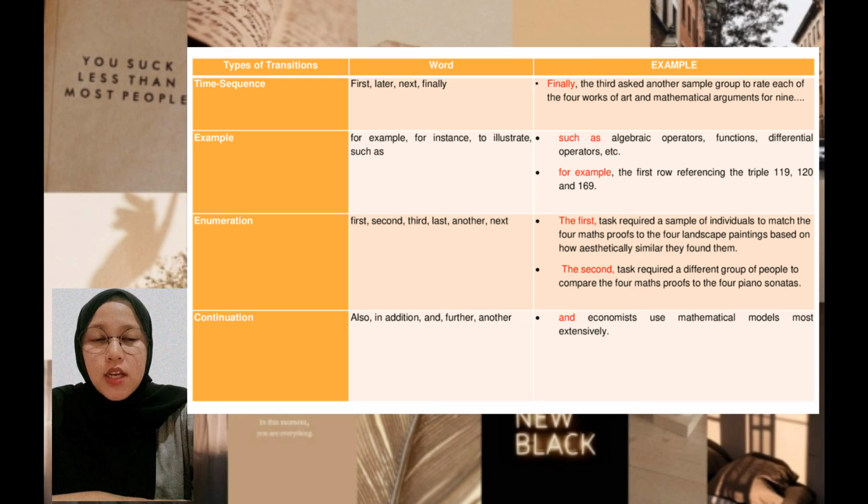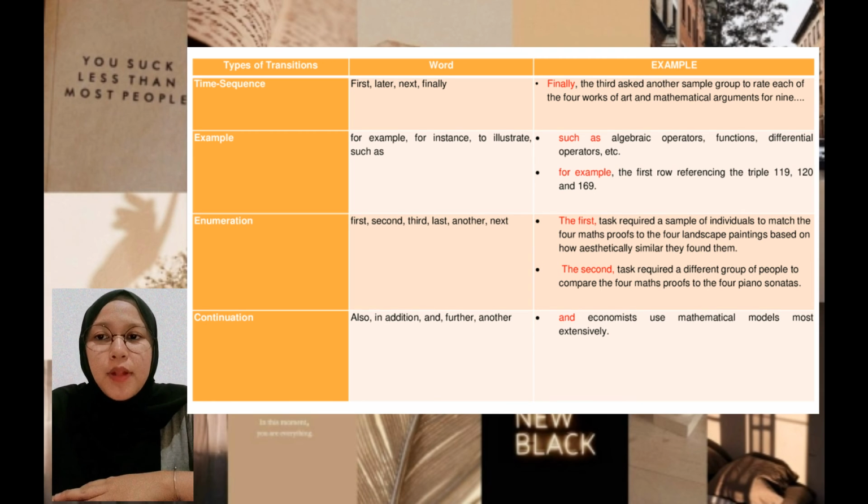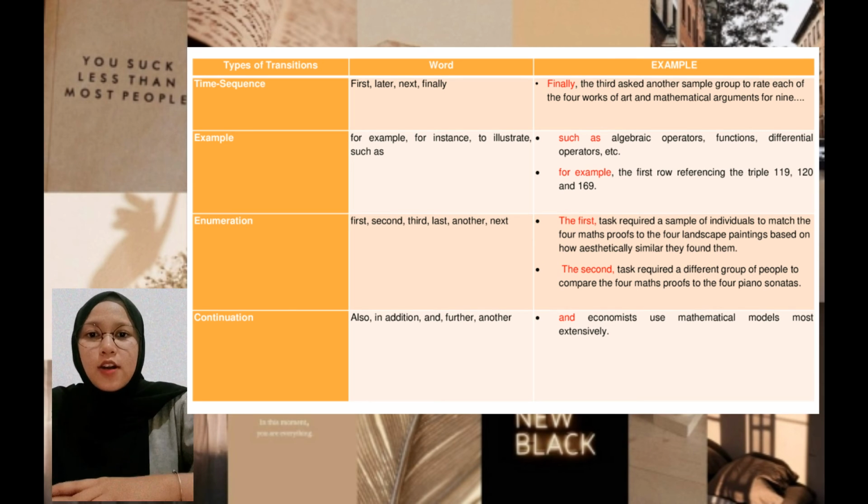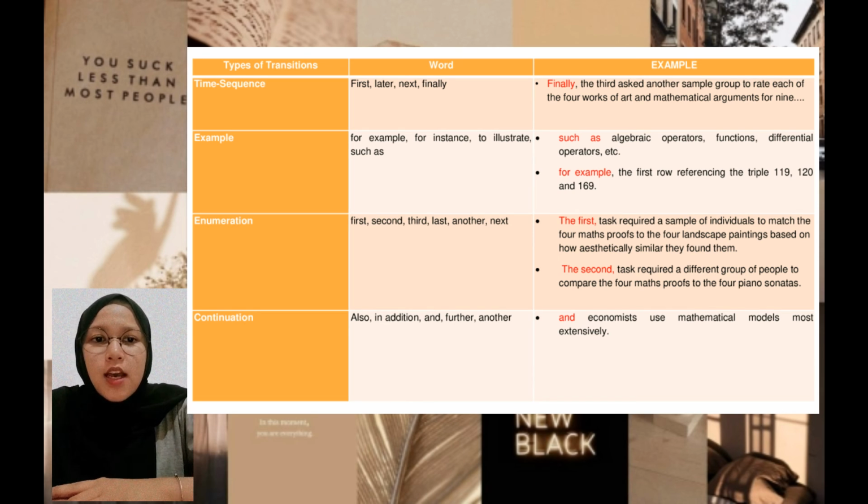The third, enumeration. The example, the first task required a sample of individuals to match the formal proofs to the 4 landscape paintings based on how aesthetically similar they found them. The first is a part of the example word enumeration transition. The fourth, continuation. The example, an economist used mathematical models most extensively, and is a part of the example word of continuation transition.